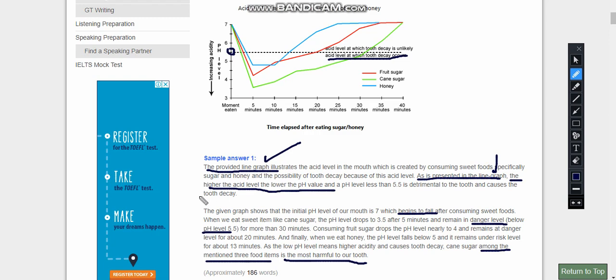the higher the acid level, the lower the pH value, and the pH level less than 5.5. The given paragraph shows that the initial pH level of our mouth is 7, which begins to fall.